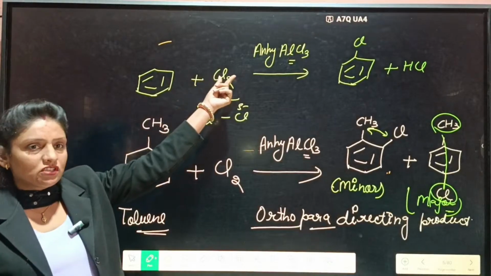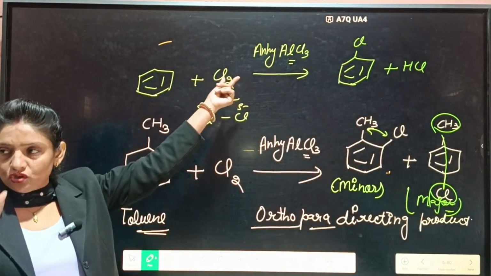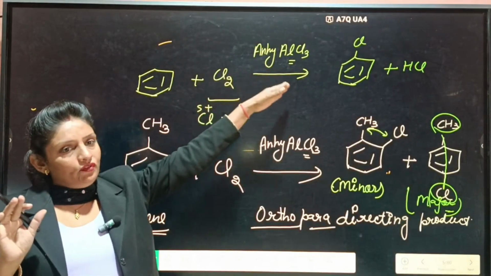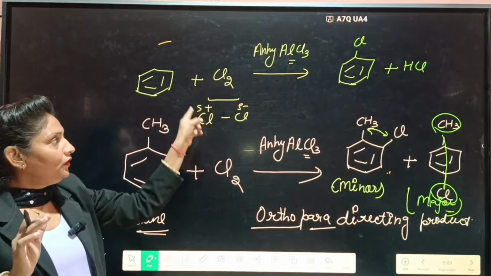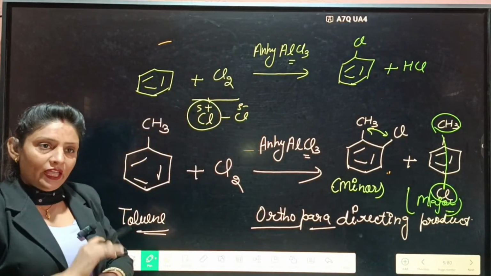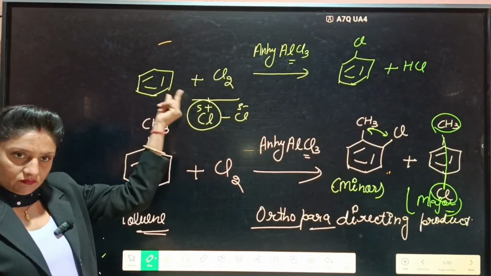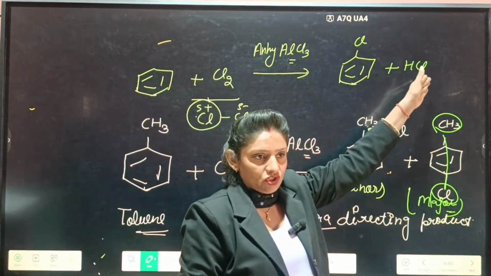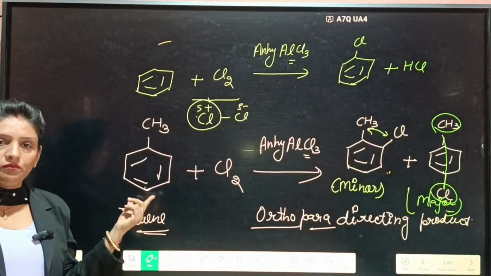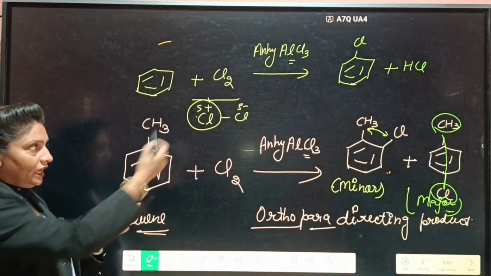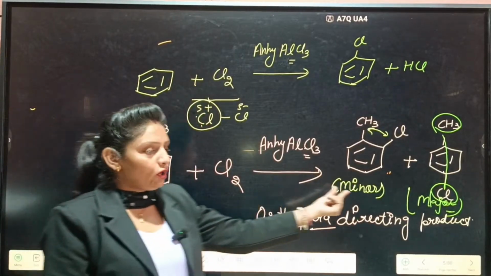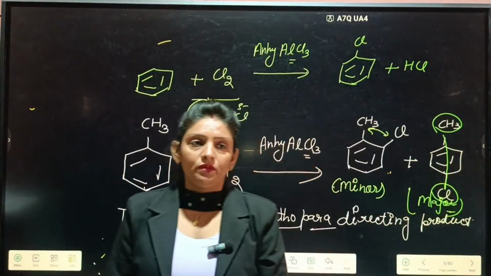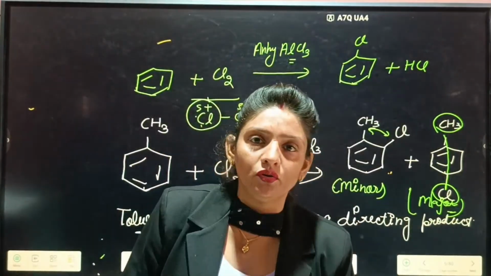Simply we will substitute. First of all, you will identify the electrophile only. Like in Cl2, in the presence of anhydrous AlCl3, formation of the electrophile Cl plus takes place. Then you will attach that electrophile. If it is only benzene, you can attach at any position. But if you already have a substituted hydrocarbon, then you will attach that electrophile either at the ortho position or at the para position, and here this para will be the more stable compound. Clear?